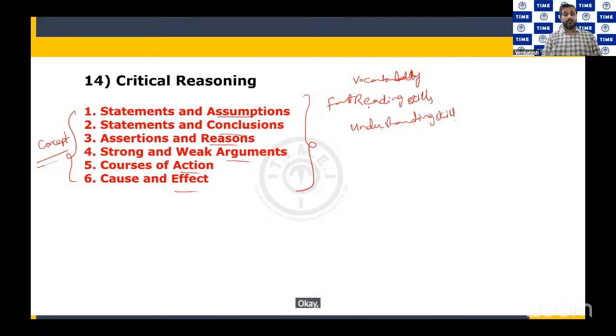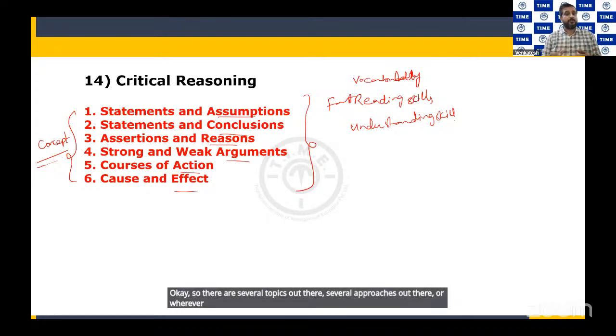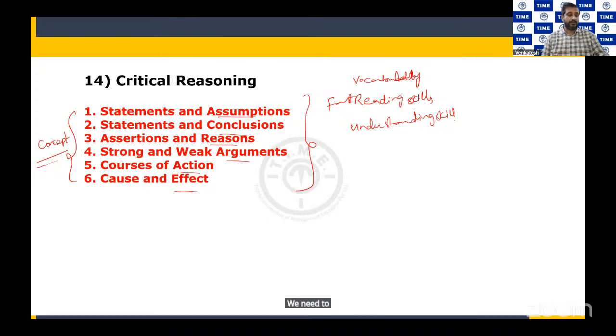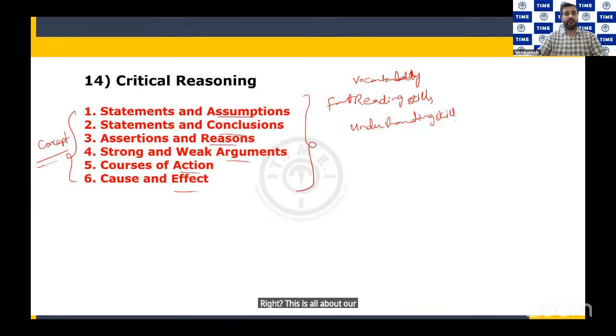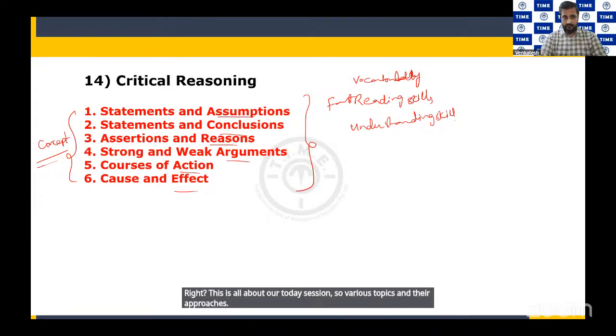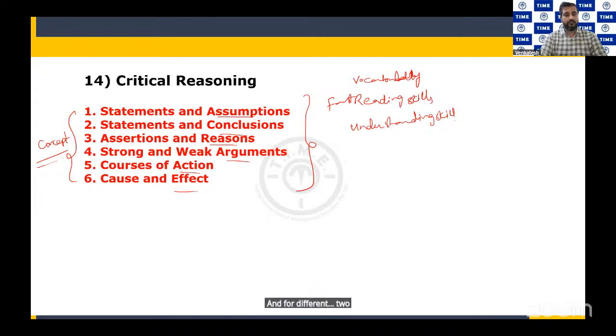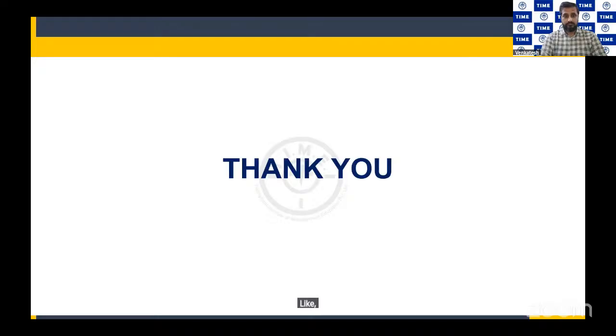Okay, so there are several topics and several approaches. Wherever shortcuts are possible, you need to apply the shortcuts, and wherever smart thinking is needed, that is also needed, right? This is all about our today's session. So various topics and their approaches, and for two different exams, what our approaches should be, all that we discussed here. Now that's all for today.